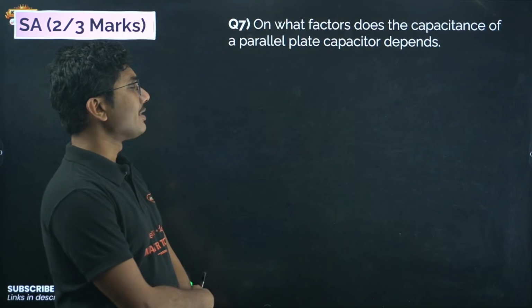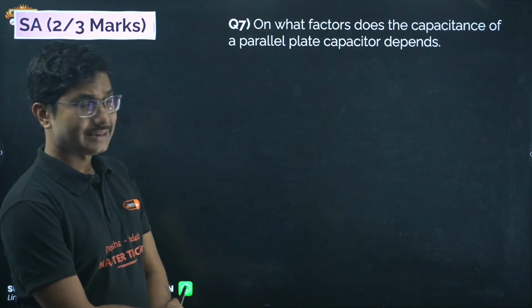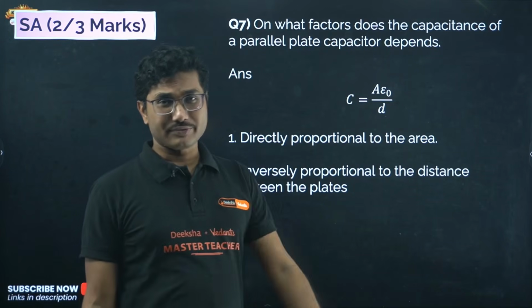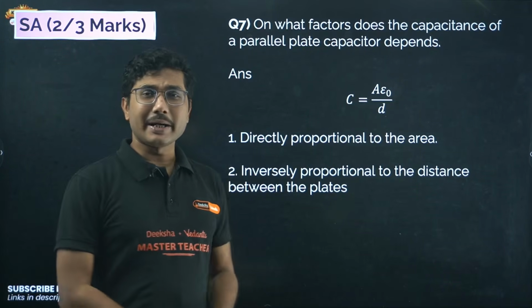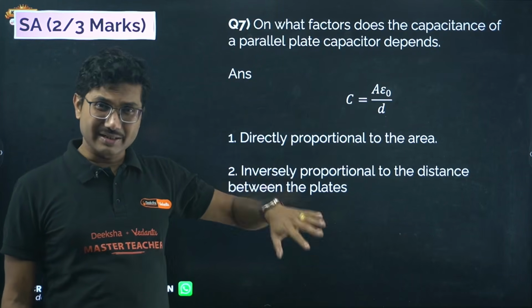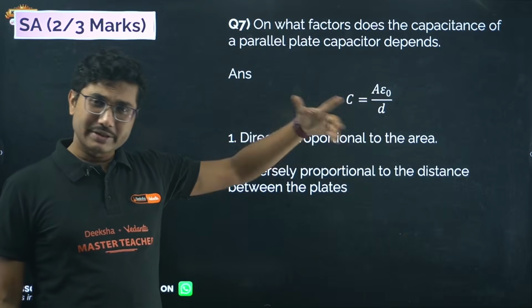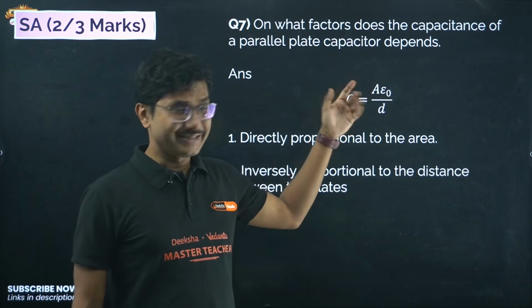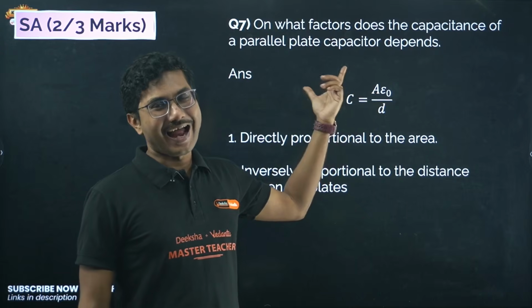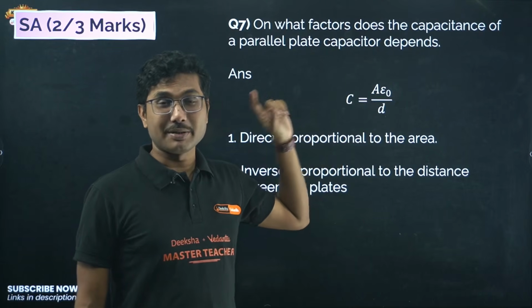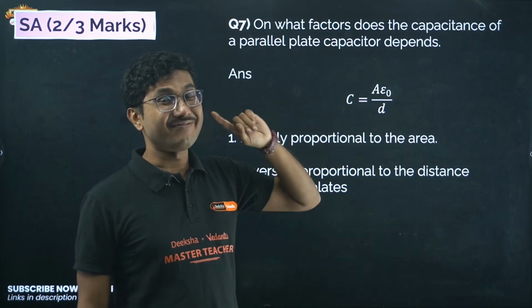On what factors does the capacitance of a parallel plate capacitor depend? So we know that it is basically given by C equals A epsilon naught by D. Sometimes they might ask you the expression for capacitance in air and explain the terms. So that is also possible. That question also came in the past, but that is much easier. Obviously you have to write this expression and explain: C is capacitance, A is area, epsilon naught is permittivity of free space.